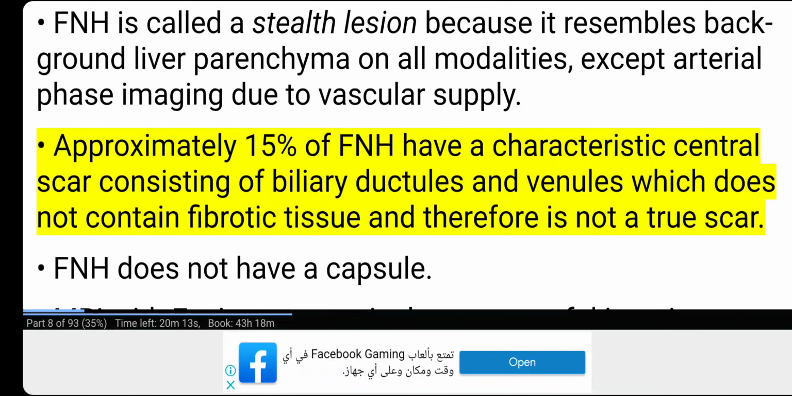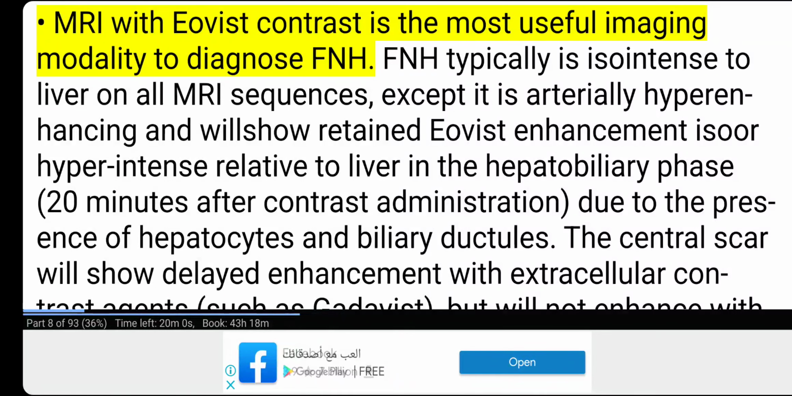FNH does not have a capsule. MRI with Eovist contrast is the most useful imaging modality to diagnose FNH.